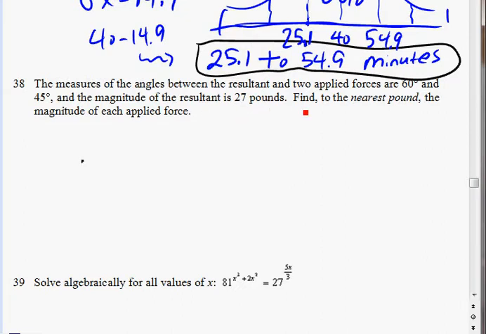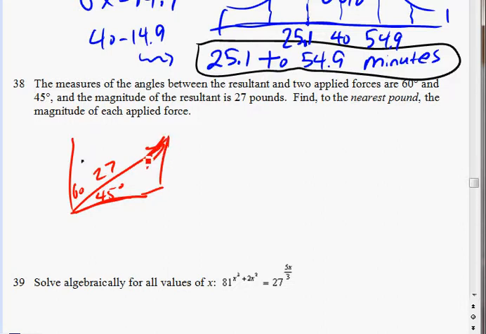The measures of the angles between the resultant and two applied forces are 60 degrees and 45 degrees, and the magnitude of the resultant is 27 pounds. So we have the resultant, this is 27 pounds, and the angle it forms, so one side is 60 degrees, and the other side is 45. And what this forms is another parallelogram.